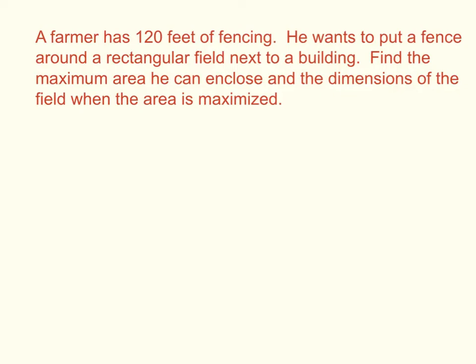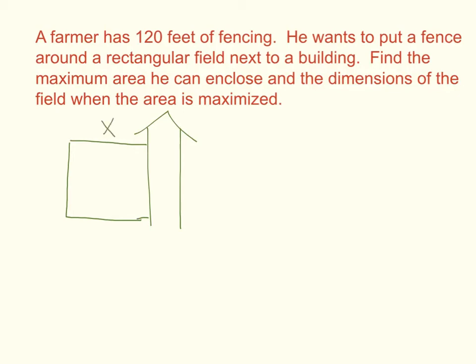The easiest way to do these is really just to draw a picture. So here's the rectangular field, and here's this building. So it says he wants to fence in this rectangular field next to a building. Well, he doesn't need any fencing along the building because the building is going to provide a border there. So he's really only got 3 sides, but he's got 120 feet total.